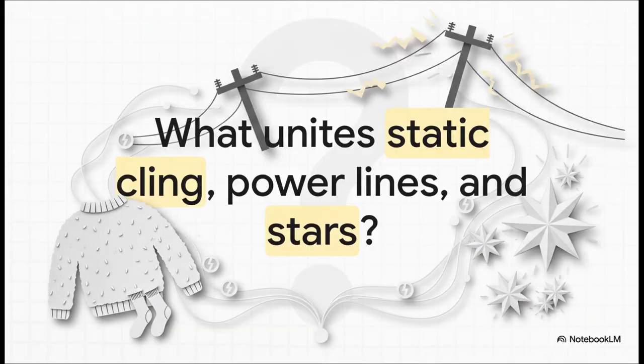So let's kick things off with a bit of a mystery. What do static cling, a humming power line, and the light from distant stars all have in common? It kind of sounds like the setup to a weird joke, right? But the answer is actually one of the most profound truths in all of physics. To really understand the light traveling from across the galaxy, we literally have to reverse engineer it all the way down to a single stationary electric charge.